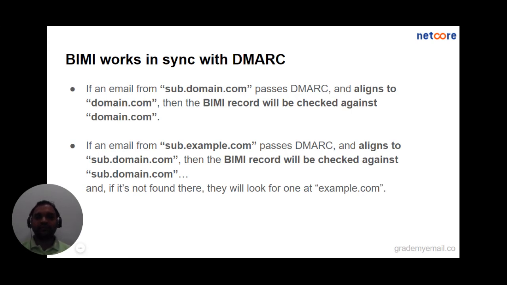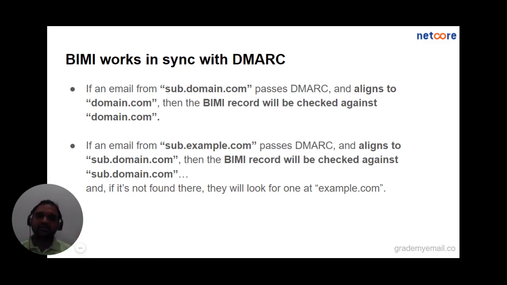The second scenario: if an email from sub.domain.com or example.com passes DMARC, but the DMARC is aligned with sub.domain.com, so the DMARC is aligned with a subdomain instead of the main organizational domain, then in that case, BIMI will first try to check the BIMI record on sub.domain.com.